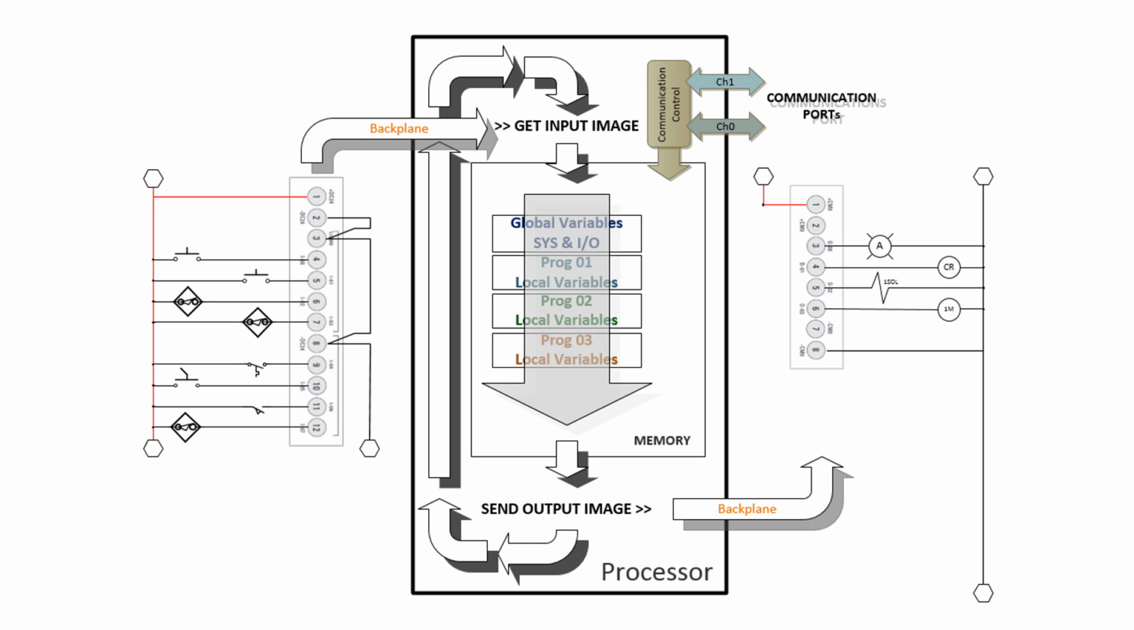That means program 2 can read and write to and from global variables and to and from the local variables in program 2. But it cannot see or touch anything in program 1 or program 3. And then of course the output image is sent out.